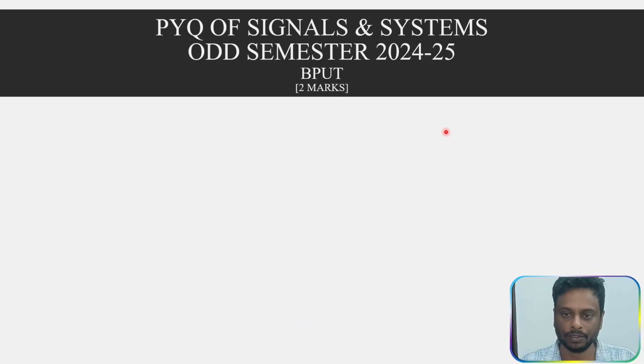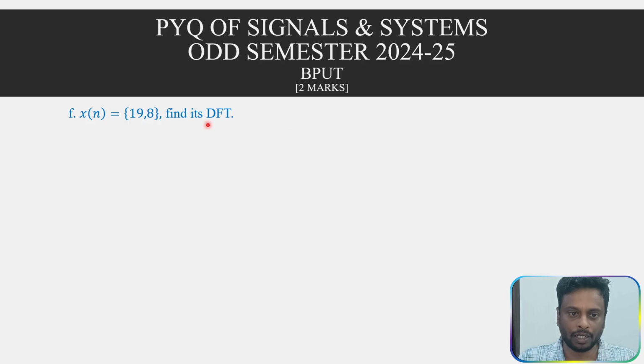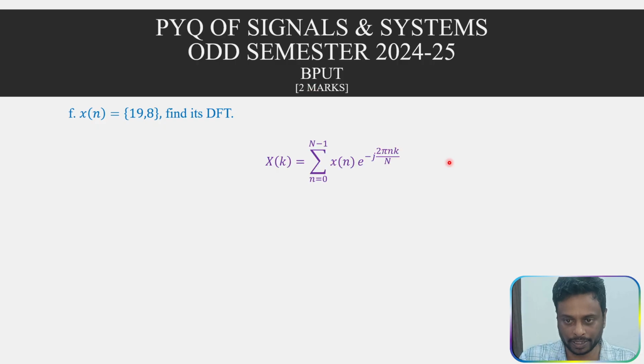The next question is: if x of n equals 1, 9, 8, find its DFT. DFT means discrete Fourier transform. This is the formula for finding the discrete Fourier transform of a discrete time signal, where k is from 0 to N minus 1. Here you can see in this case capital N, the number of samples, is 2.